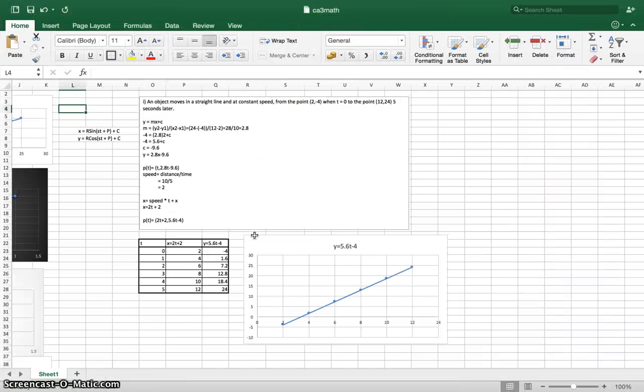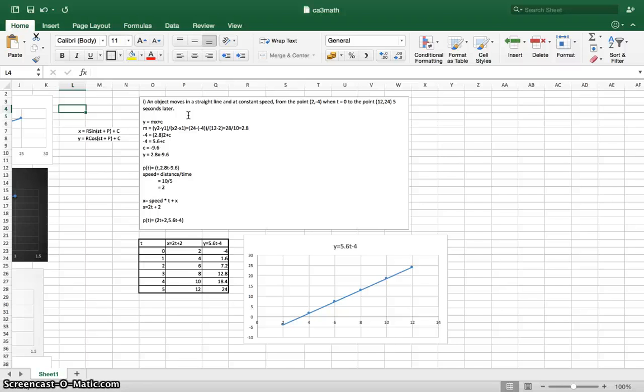So first, let's work on the problem first. An object moves in a straight line at a constant speed from the point (2, -4) when the time is 0, to the point (12, -24) 5 seconds later. First we work out the equation of a line, which is y = mx + c, where y is the position of y, m is the gradient, x is the position of x, and c is the constant. We find m by finding the difference of y divided by the difference of x. From my calculation, the gradient is 2.8.